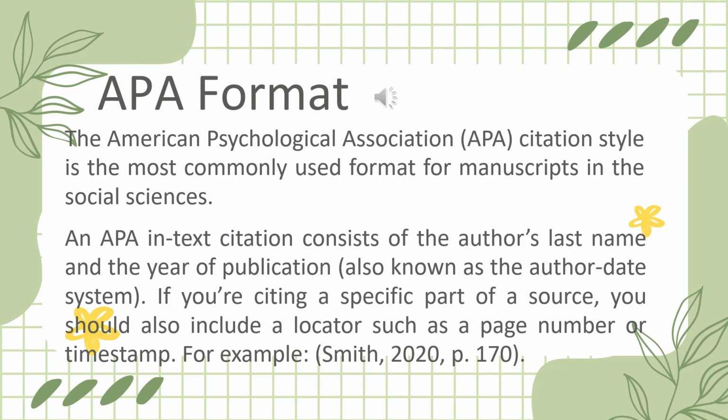Okay, now for citations, we use the APA format, which is common in social sciences. The APA in-text citations include, of course, the author's last name and the publication year. If citing a specific part, add a page number or timestamps. For example, Smith 2020, page 170. That is the APA format, and that is what you're going to use in your concept paper.